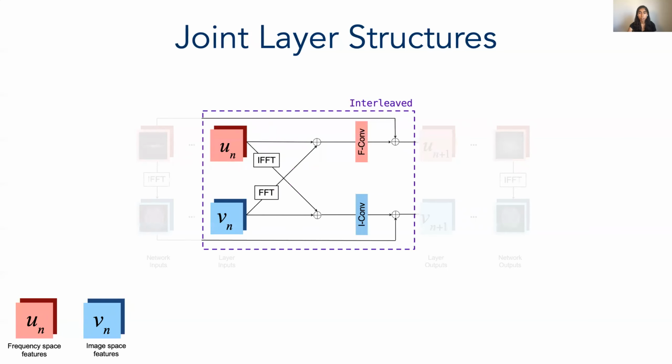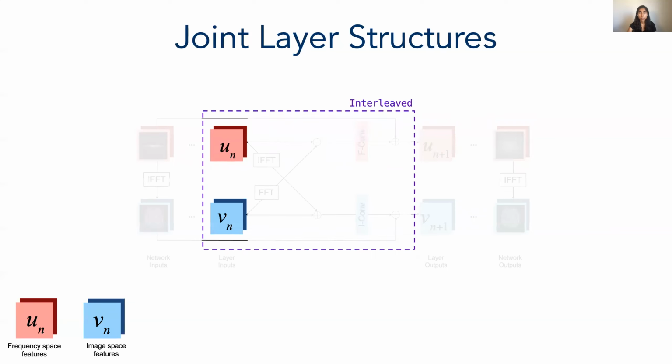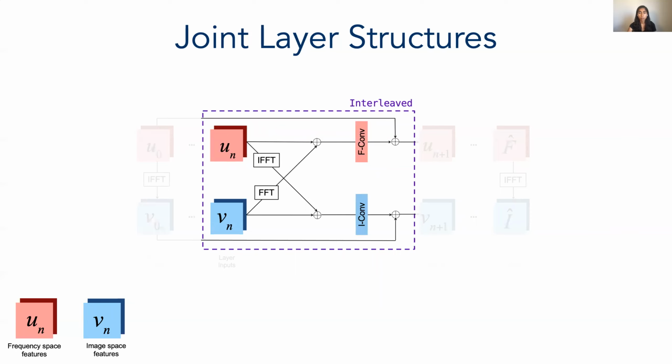In our second proposed layer structure, here called interleaved, the frequency and image space convolutions are learned in parallel. At every layer, we maintain separate sets of frequency and image space features shown in red and blue respectively. Note that these sets of features are not constrained to be directly related via the Fourier transform. The two sets of intermediate features are linearly combined at each layer, and then convolutions are applied in both the frequency and the image space.